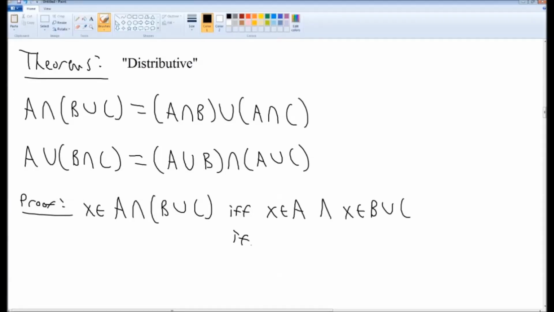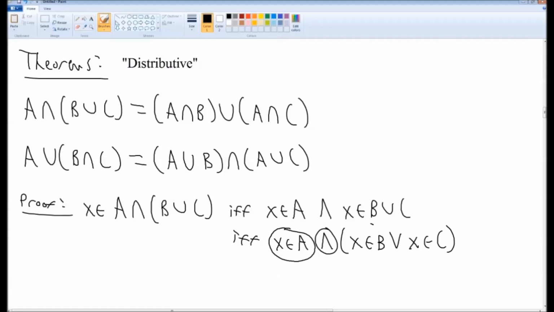Okay, but what's this equivalent to? Well, the B union C part, that's the same as saying X is in B or X is in C. Here's where we've got to use a little bit of logic. If you say that you're in A and you're either in B or you're in C, then that's the same logically as saying either you're in A and in B or you're in A and in C.